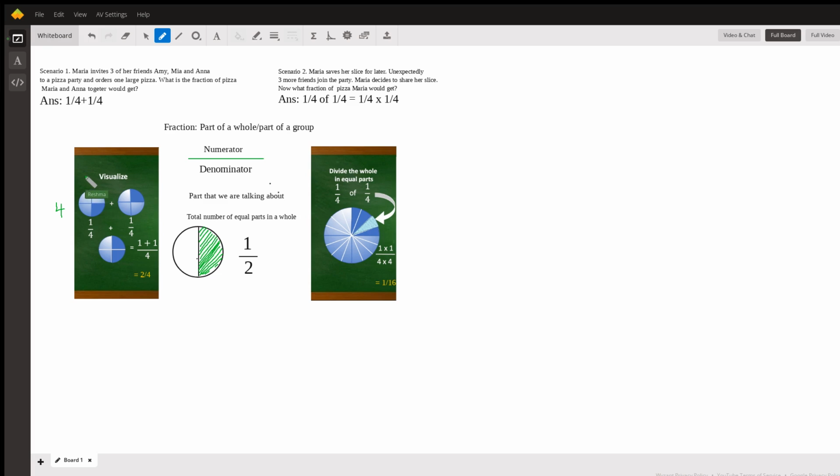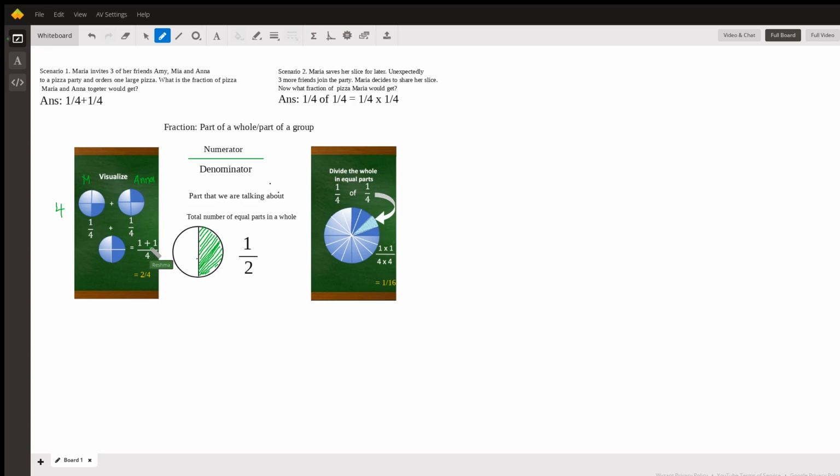So this is what Maria is going to get, 1/4, and Anna is going to get another 1/4. So together, we add this slice and this one. Now here we have 2 slices. And what is the total number of equal parts in this pizza? It is still the same, because we're not cutting the whole pizza into another number of parts. The denominator is going to remain the same in this question.